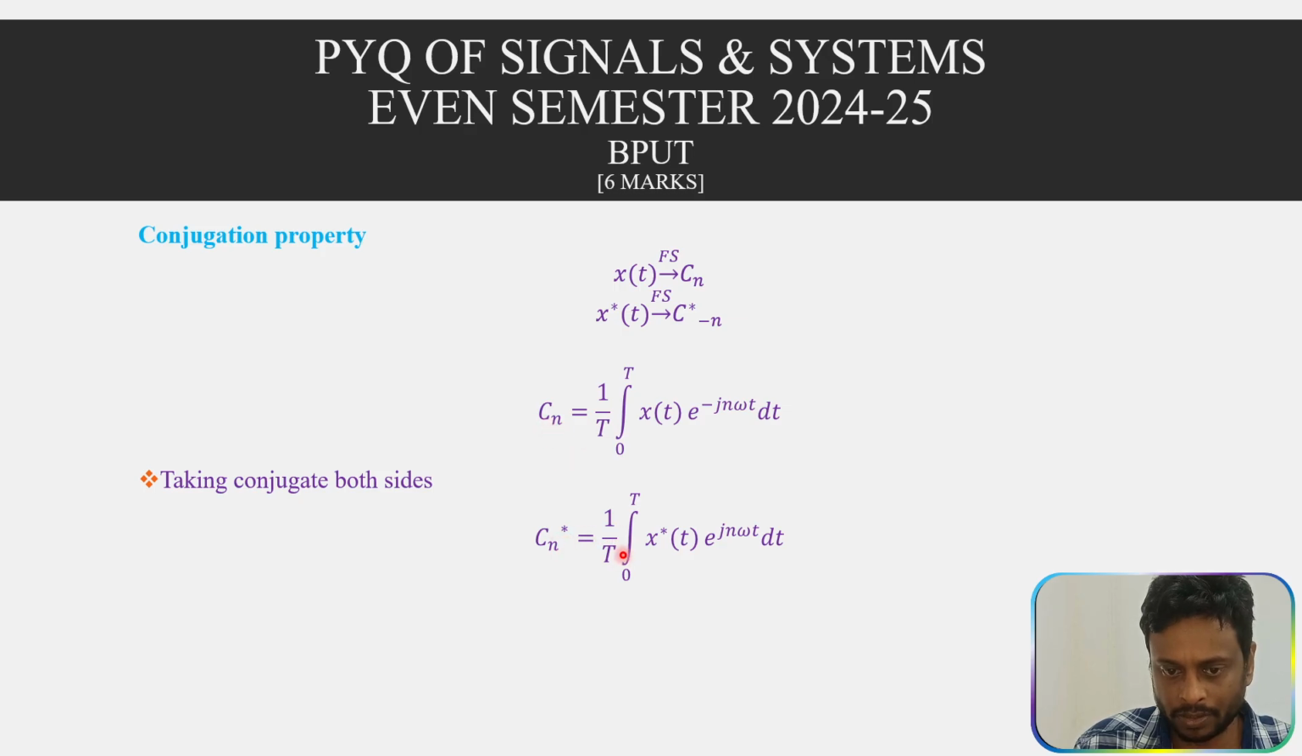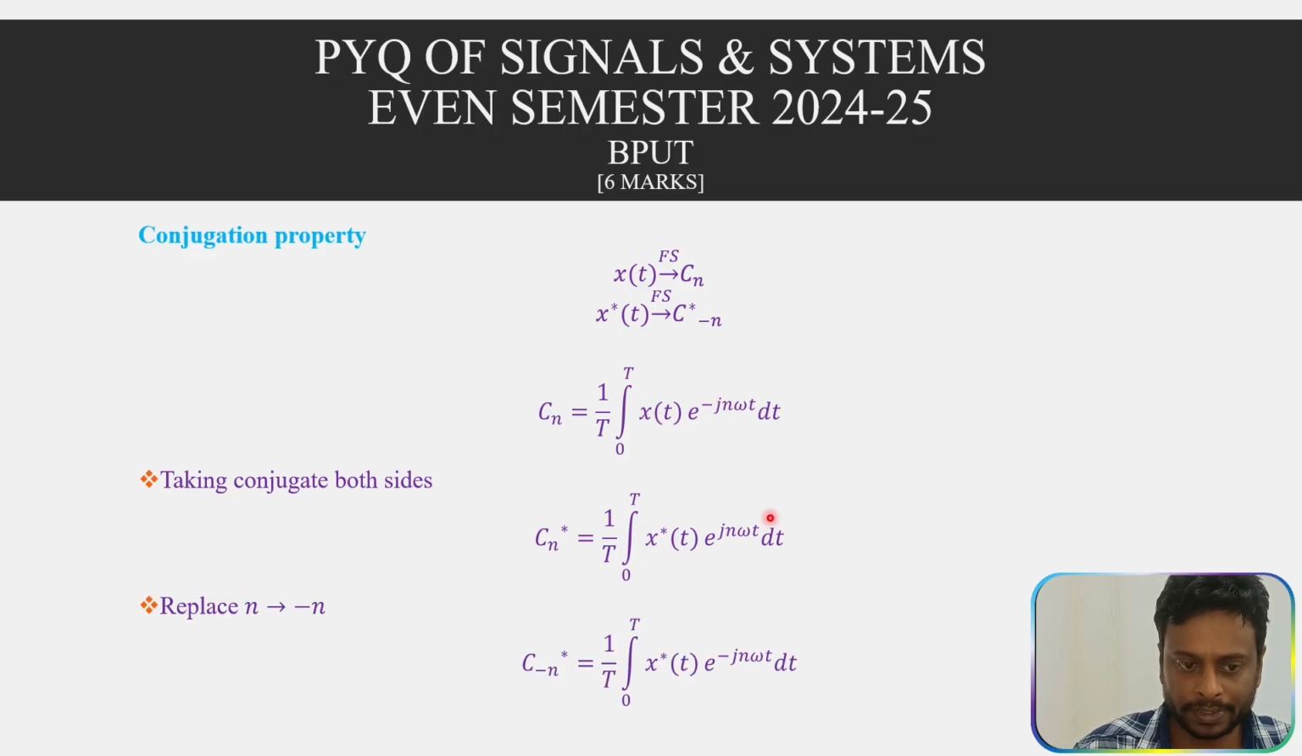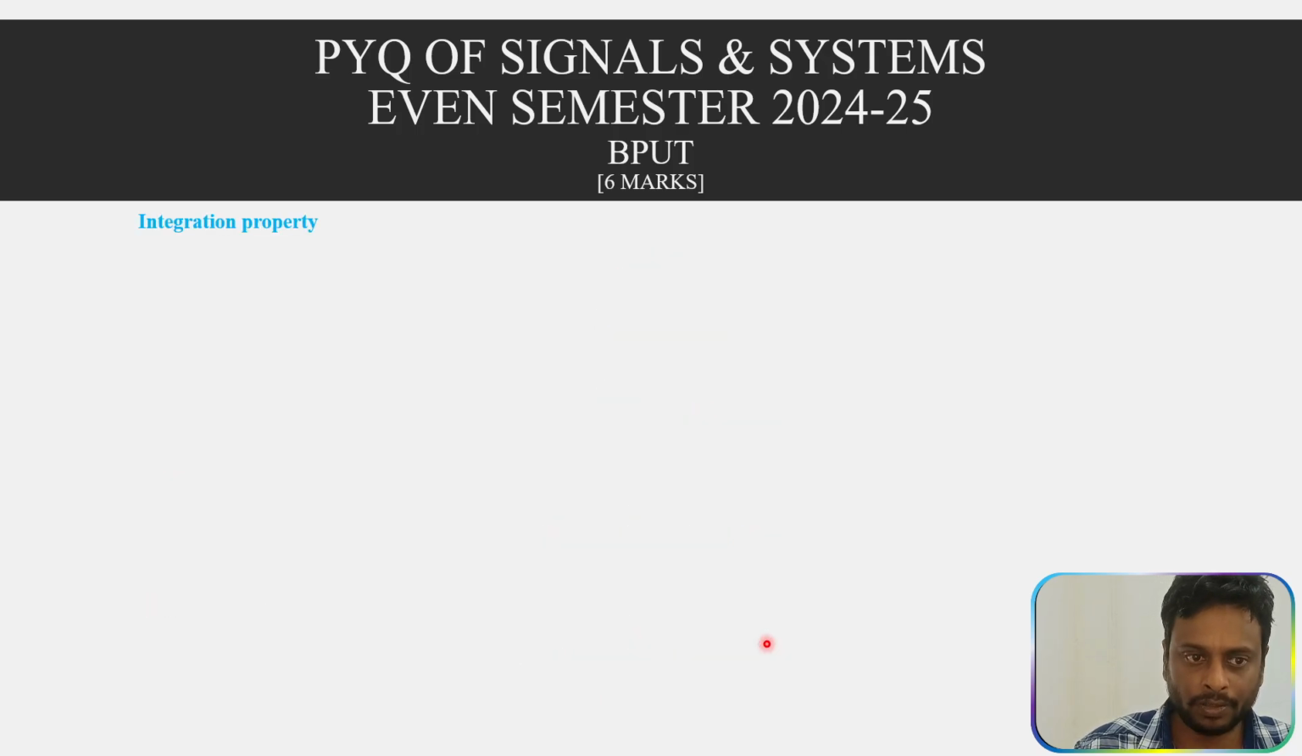This Cn star is also 1 upon T integral of x star of t, with the plus sign if we take the conjugate. So if we replace n by minus n, that will be C minus n star equal to 1 by T integral of x star of t e to the minus j n omega t dt. So this is the conjugation property.